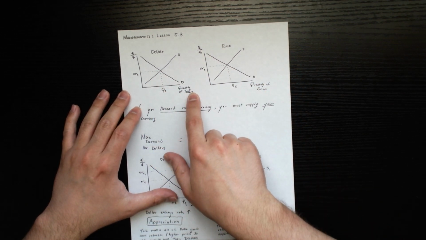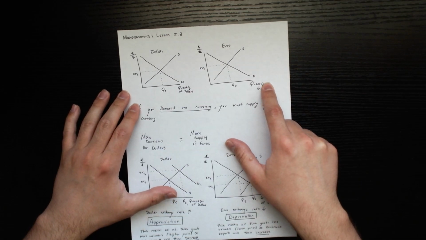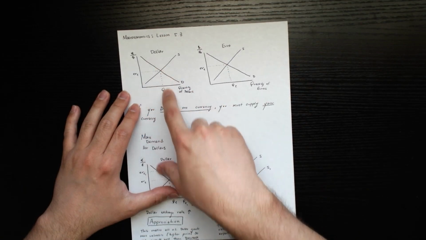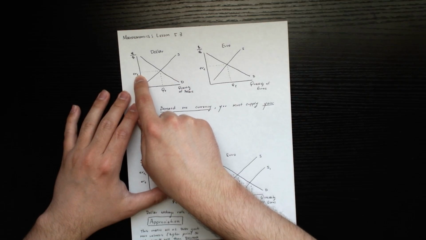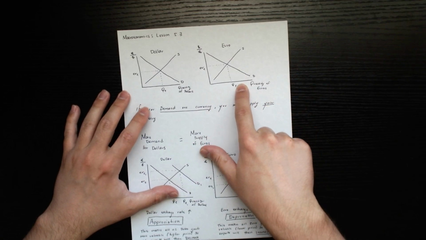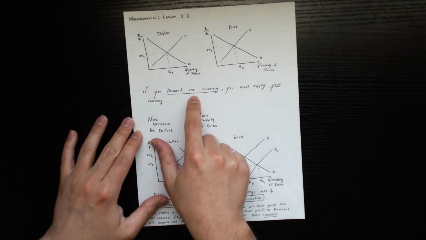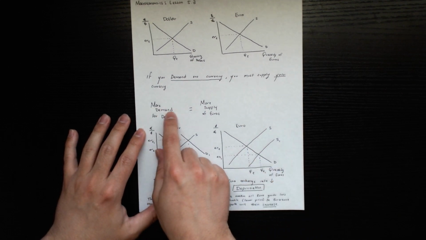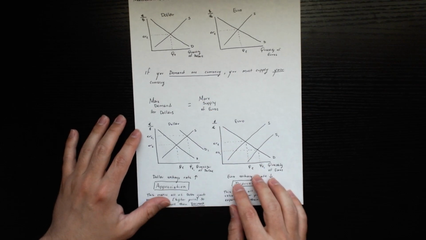Then in the x-axis, we have the quantity of dollars in the dollar market and the quantity of euros in the euro market. The supply and demand for the dollar is going to give us the equilibrium quantity of the dollar as well as the exchange rate for the dollar. And for the euro, it's going to give us the equilibrium quantity of the euro as well as the exchange rate for the euro. Remember, if you demand one currency, you must supply your own currency. So if you demand more dollars, you have to supply more euros to get that.